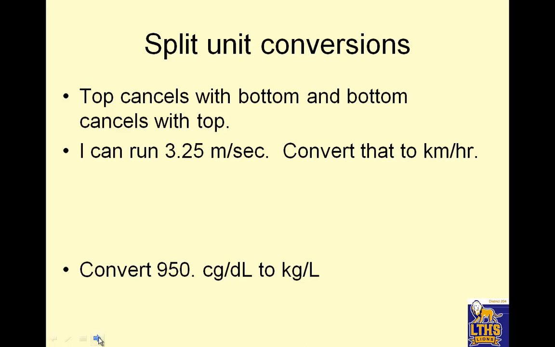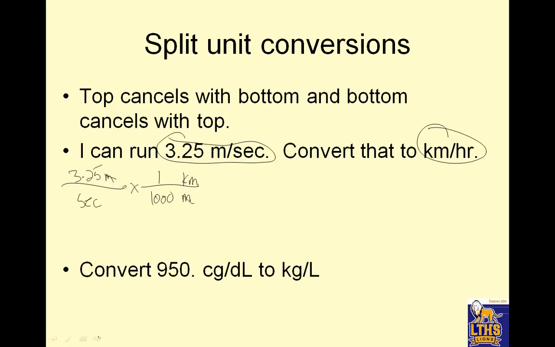Split unit conversions, like split pea soup. Top cancels with bottom, bottom cancels with top. You've got to be able to put these into a top-bottom type situation. 3.25 meters over, see, here's the top, there's the bottom, seconds. And if it just says seconds, it would be 1 second, but we don't really care. 2 kilometers per hour. So I'm trying to get to kilometers, I'm trying to get to hours. So meters to kilometers first. Hate you, meters. Love you, kilometers. 1 kilometer is 1,000 meters. Now I want to get my seconds into hours.